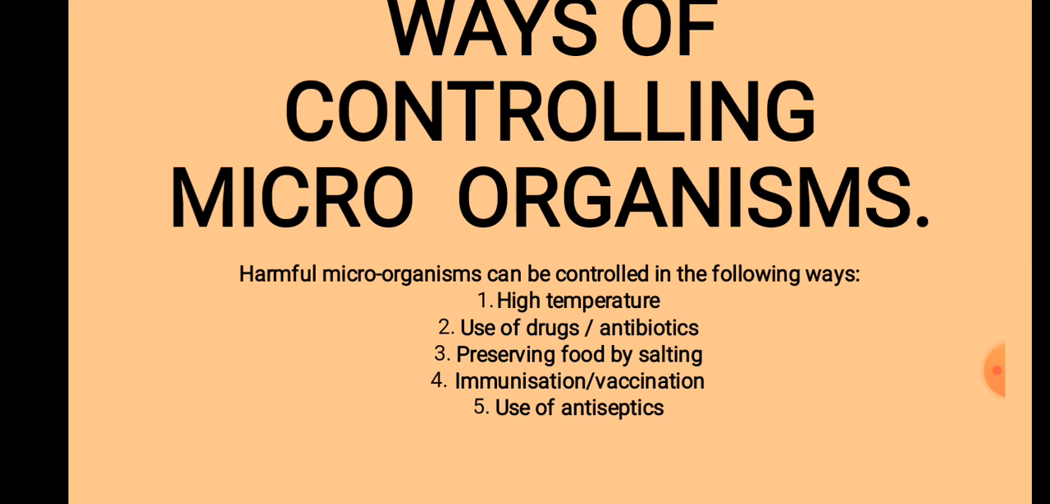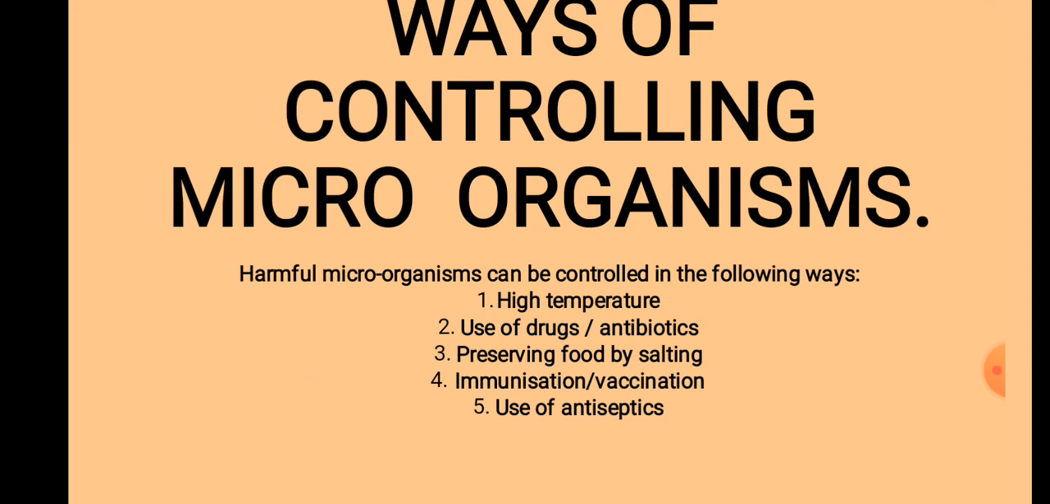Another way you can control them is with the use of drugs and antibiotics. Many diseases can be controlled through the taking of drugs or antibiotics in order to kill the microorganisms. In the case of someone having malaria, the malaria parasite, the use of chloroquine can help in controlling the microorganisms in the person's body.